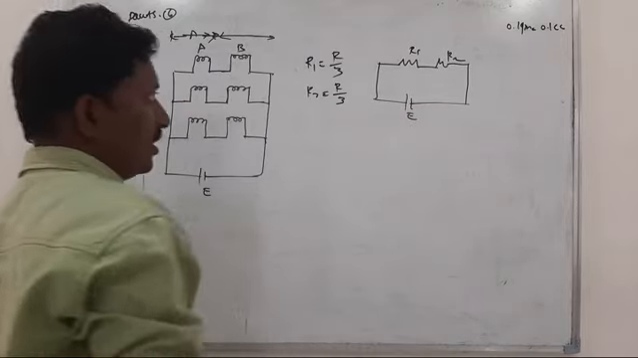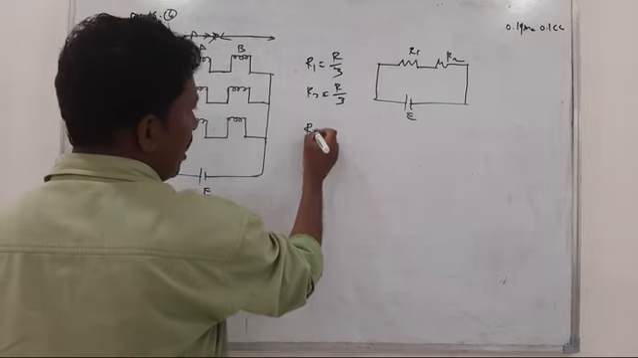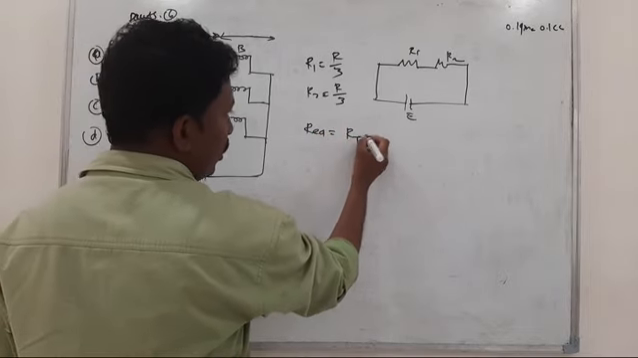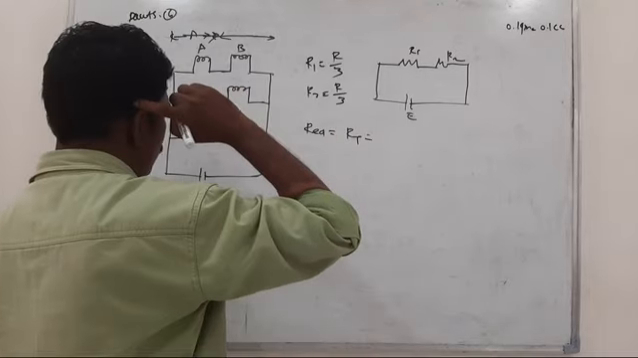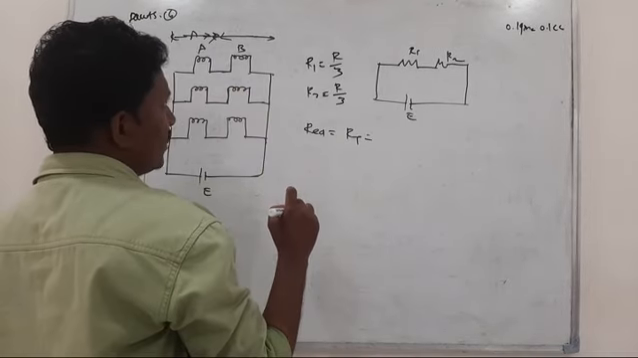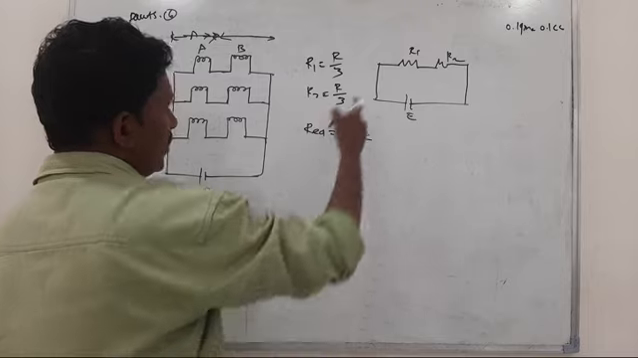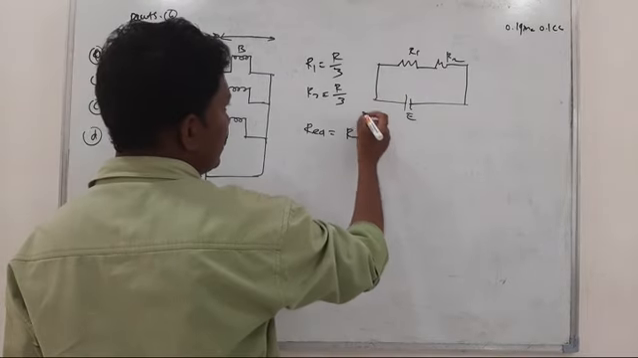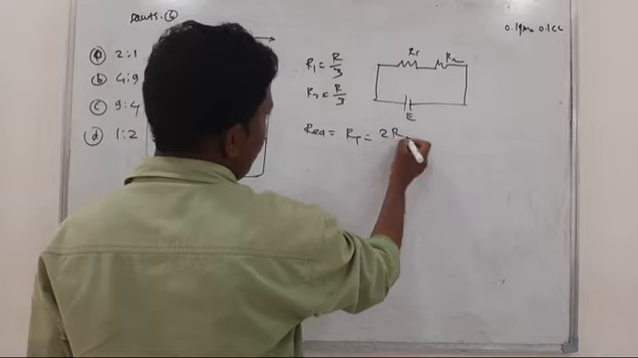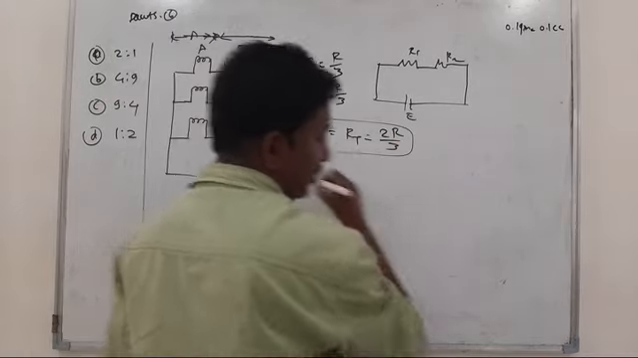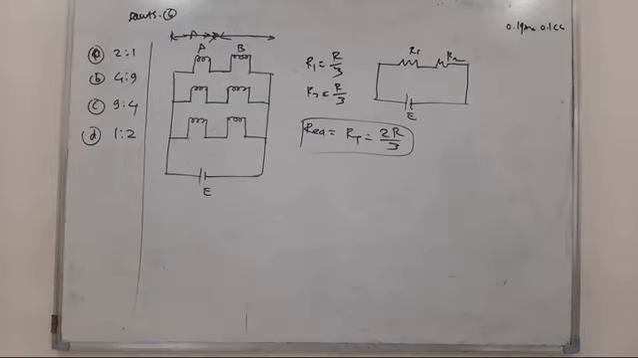This is the battery E, right? And the equivalent resistance, that is R total, must be equal to what, student? R total is equal to 2R divided by 3. R total is equal to 2R divided by 3, student, right?